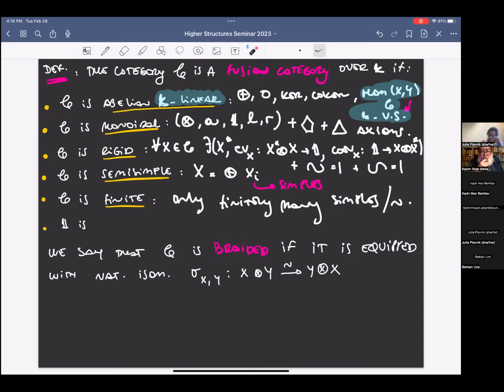And the last thing that I want to ask for this first part is that the distinguished object, the monoidal unit, is a simple object. This condition is the one that mixes these two things together, because being simple is related to the abelian structure, and being the unit is related to the monoidal structure. Okay, so this is the definition of a fusion category. If you drop semi-simple, what you have is a finite tensor category, which are also very interesting, but we will focus on the semi-simple case.